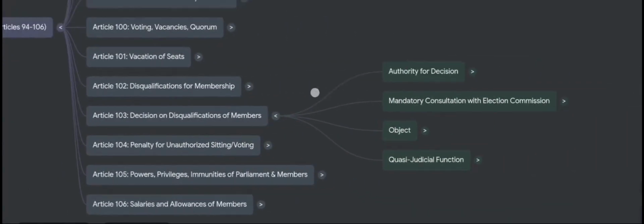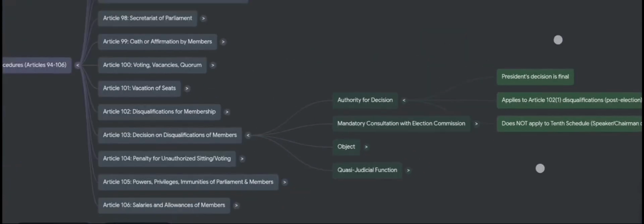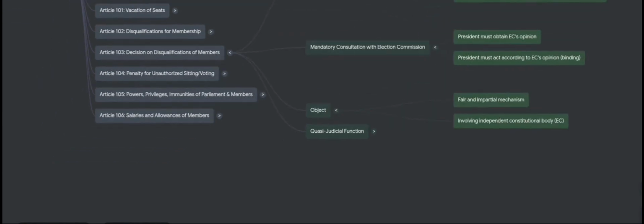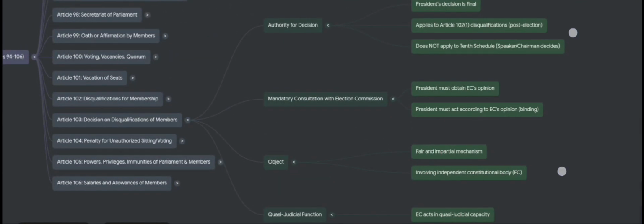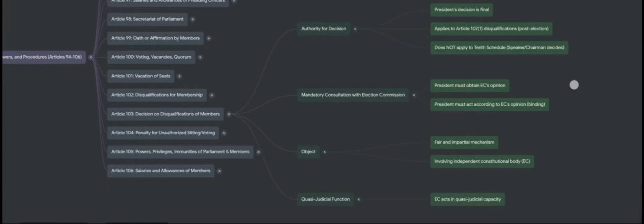Article 103 deals with this specific scenario, decisions on questions as to disqualifications of members. If a question arises about an MP's disqualification, say they're accused of holding an office of profit after being elected, who makes the final call? Is it the courts? No, interestingly, it's not the courts in the first instance for these post-election disqualifications under Article 102.1. The question, according to Article 103, is referred to the President of India, and the article explicitly states that the President's decision on the matter shall be final.